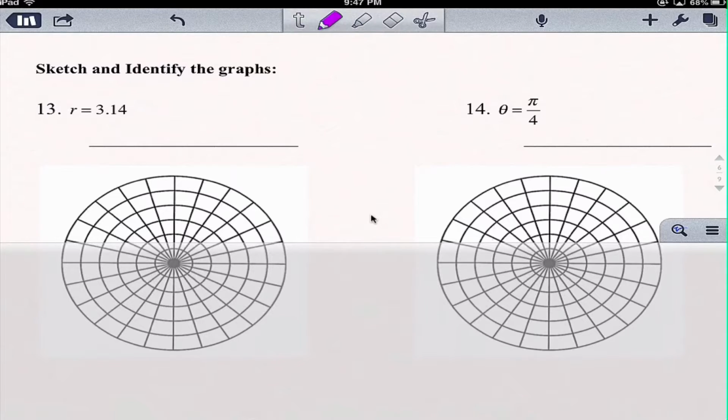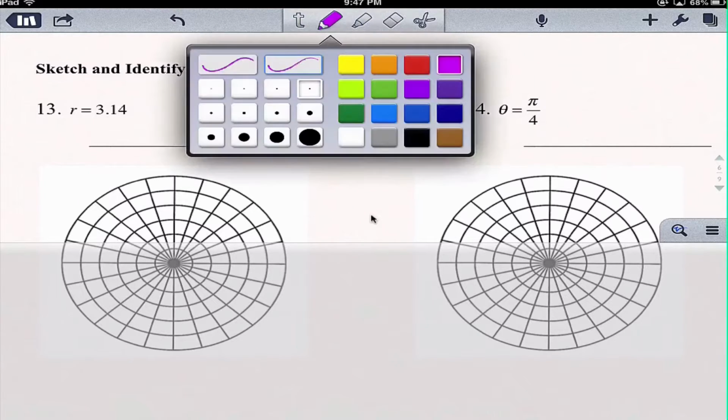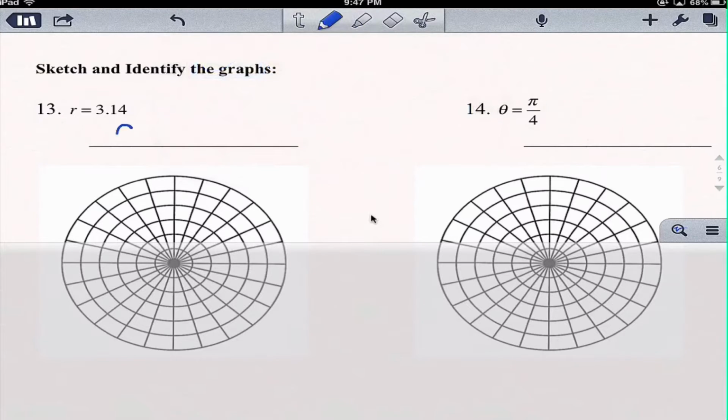Okay, then there's a matching section where there is an equation and then we need to sketch the graph. So if we had something like r equals 3.14, I know when I just have r equals, that would be a circle.